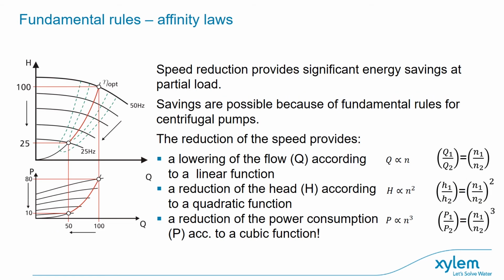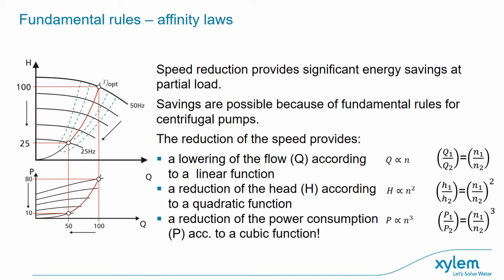If we look at the fundamental rules, the reduction in speed provides significant energy savings, even at partial load. These energy savings are relevant because of the fundamental rules of how centrifugal pumps operate. So if we reduce the speed, we lower the flow according to a linear function, the head according to the quadratic function, and the power according to the cubic function.